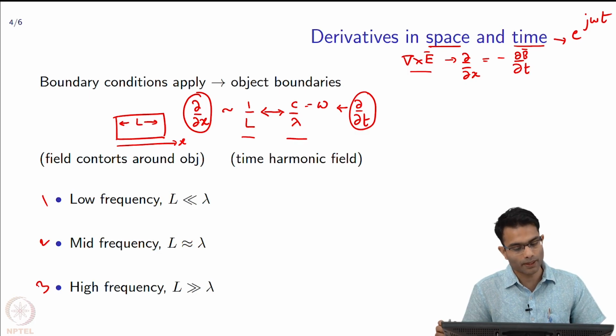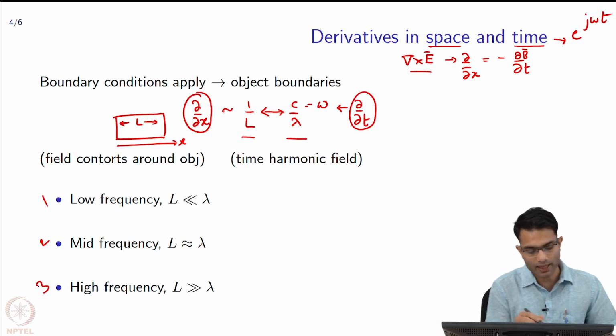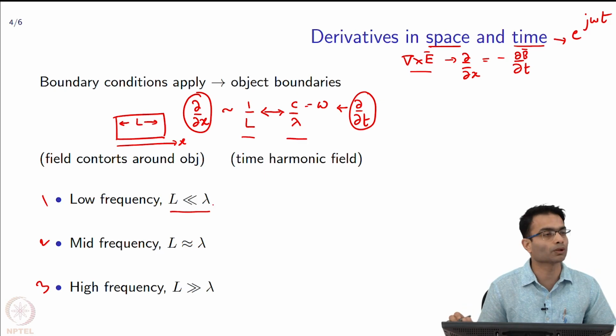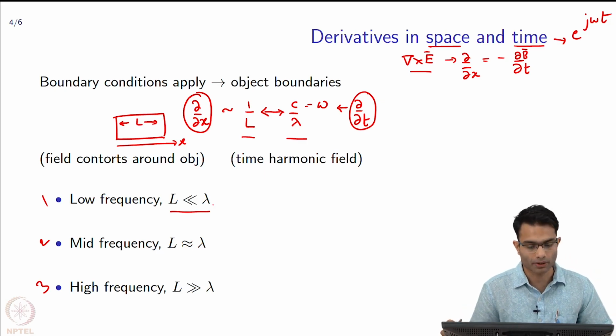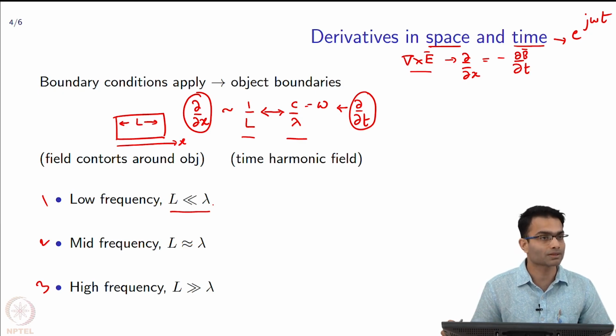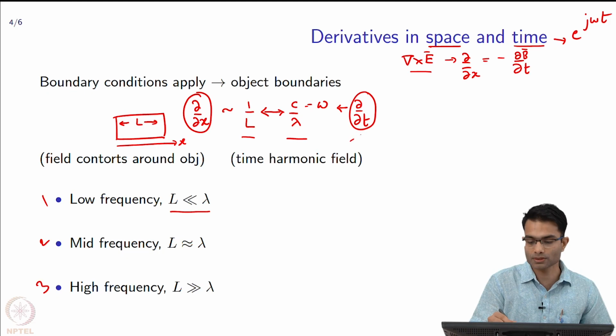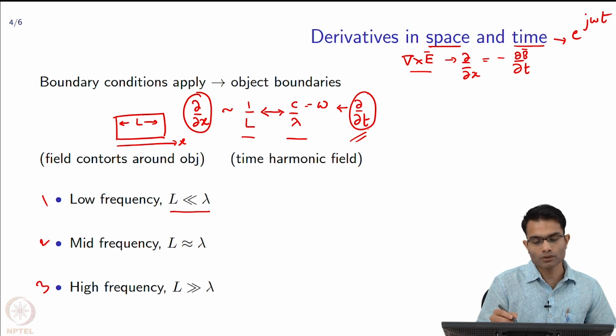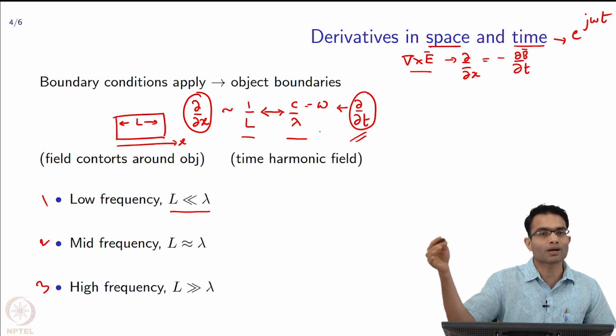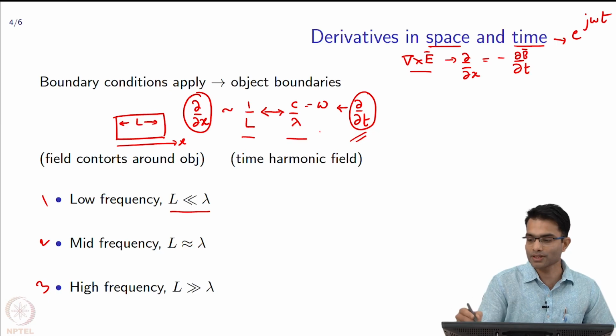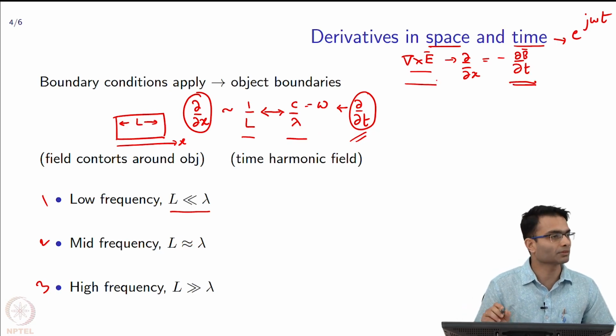So, for example, let us say L is much smaller than lambda. That means lambda is very large. If lambda is very large, what happens to this term? 1 by lambda will become very small, right. So, I can ignore the time part of these Maxwell's equations. This part is going to become very small and this part will dominate.